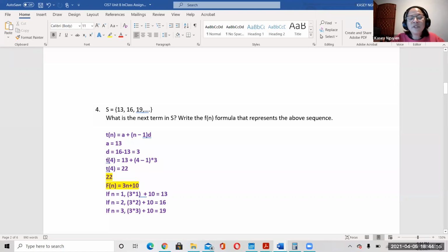And so when we solve for T of 4 or F of 4, we would have 13, which is A, plus n, which is 4, minus 1 times 3. When you solve for that, you should get 22. We can validate that by saying the distance is 3, so 19 plus 3 should give me 22, check. If n is equal to 4, I should be able to solve that because my f of n is 3n plus 10.